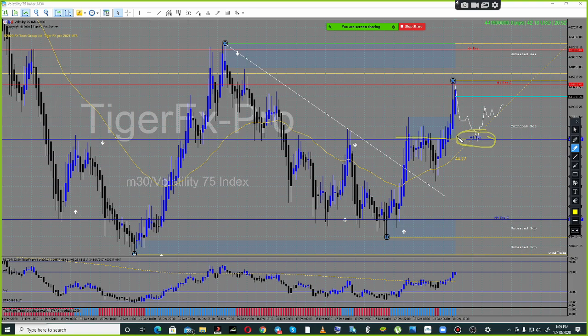Even when it says support, keep in mind, as long as an area is above price, it is resistance. But if an area is below price, it is support. Now price has broken it, so I will wait for price to break the resistance. Then my entry will be somewhere around here.